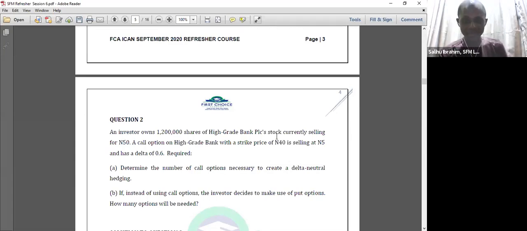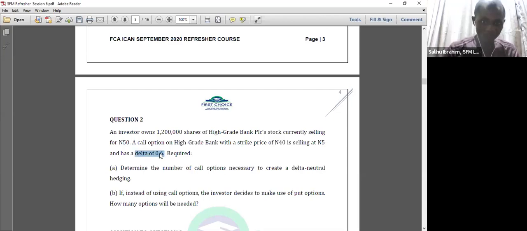High-grade bank PSC stock is currently selling for 50 naira. A call option on high-grade bank with a strike price of 40 naira is selling at 5 naira and has a delta of 0.6. I'm introducing a new thing here: delta.